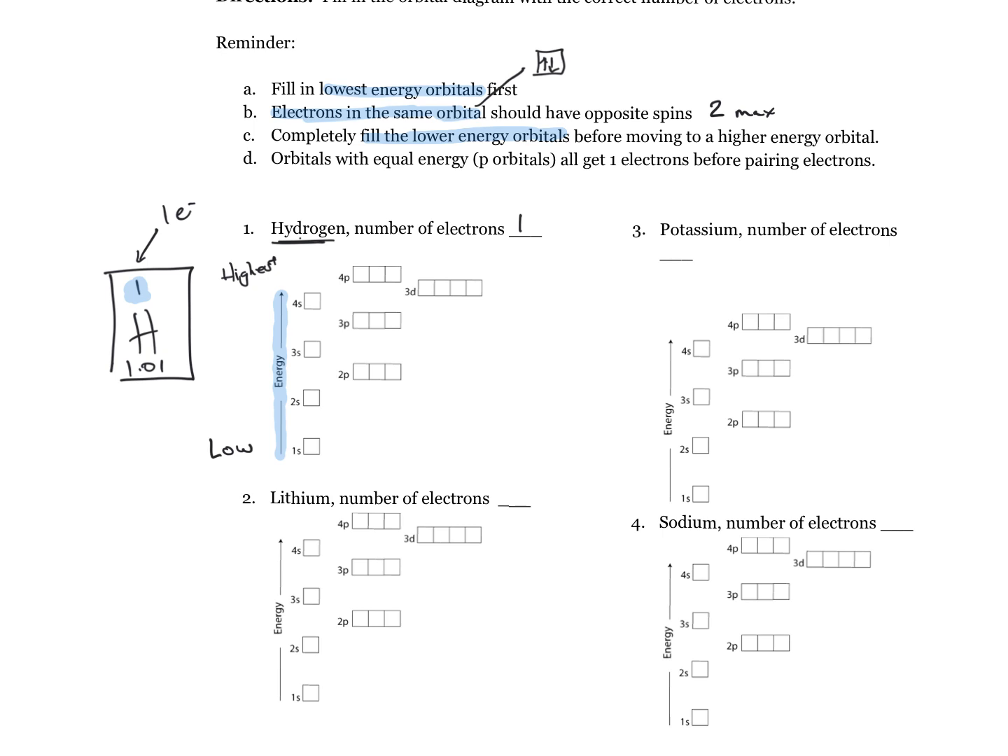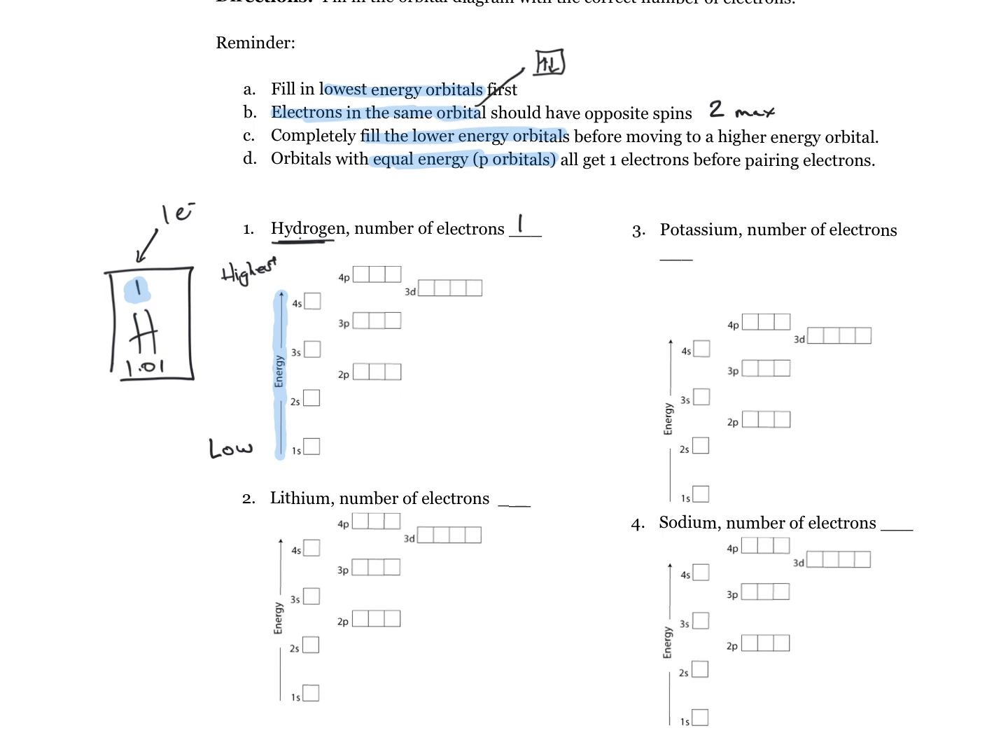We cannot have any partially filled orbitals with just 1 electron in it and then go on to a higher energy level. And then orbitals with equal energy. These are the p orbitals. P orbitals right here, a good example, they all have equal energy. So if we are going to fill them, we have to make sure we fill them with 1 electron each before we move on to pairing them up.